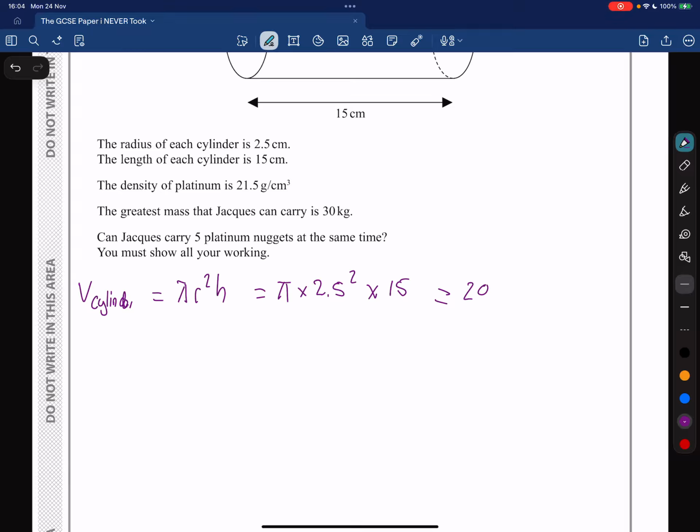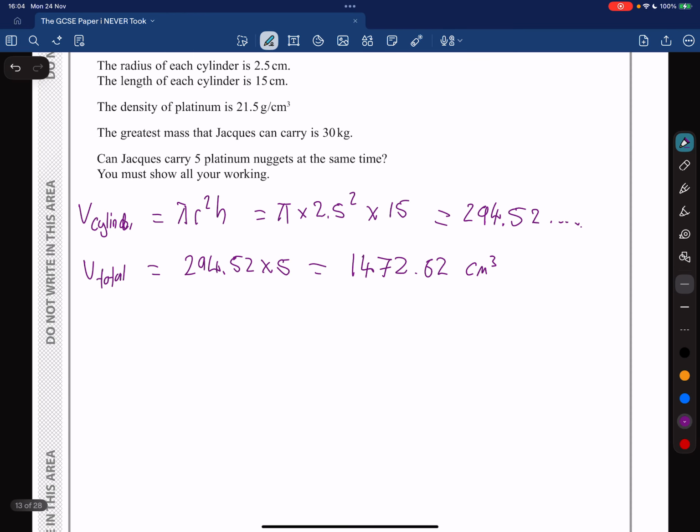294.5, give or take. But he's got 5 of them, so the total volume is equal to 294.52 times 5, which is 1472.62 centimetres cubed, sorry.